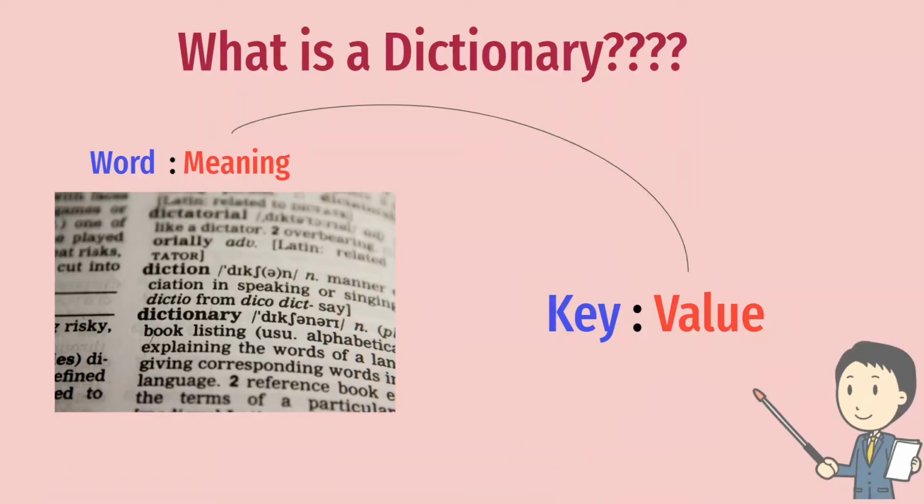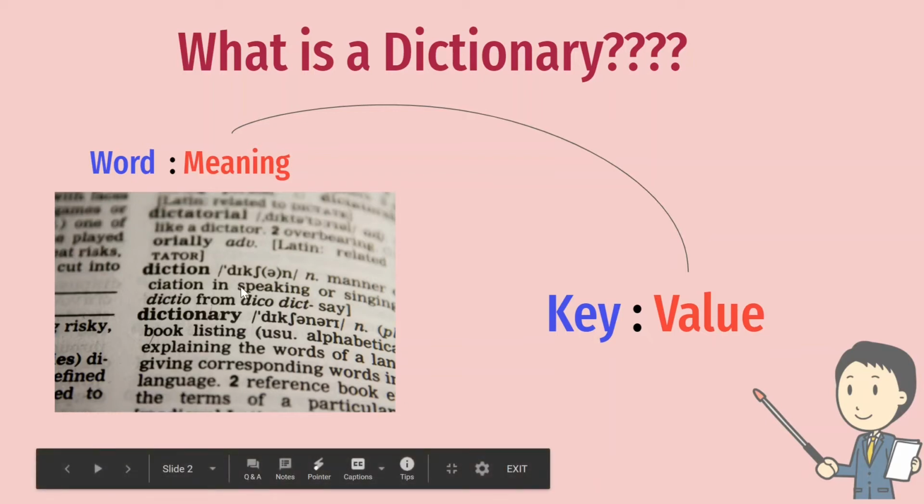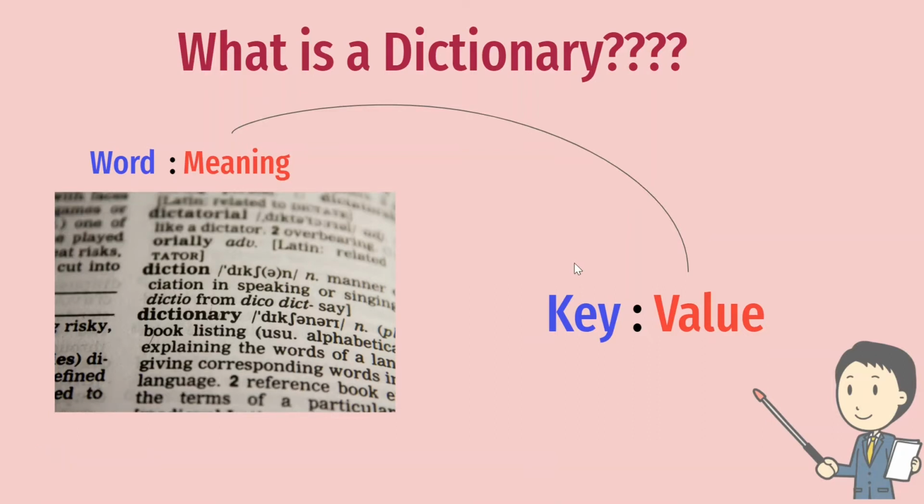Now let us look at what is a dictionary. We know the usual English dictionary: we have a word and a meaning associated with it. Same way in Python, we'll have a key and a value associated with that particular key. So this is what a dictionary means.